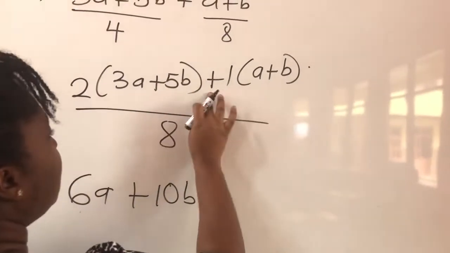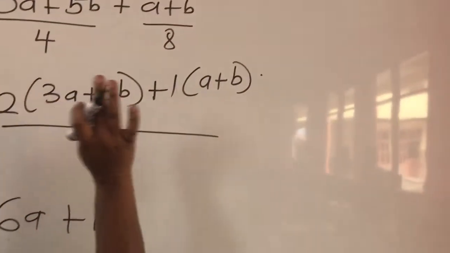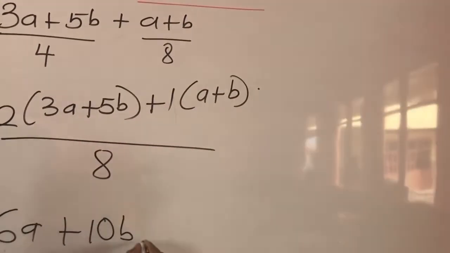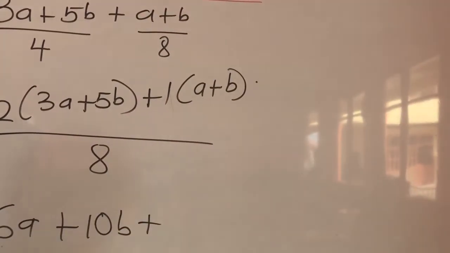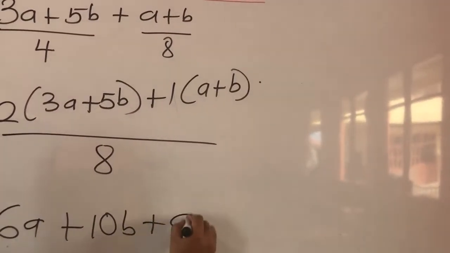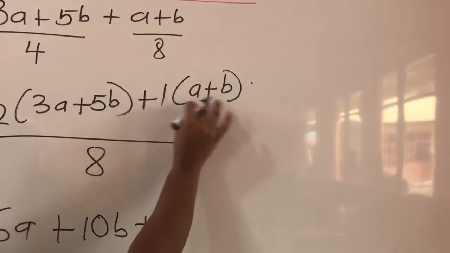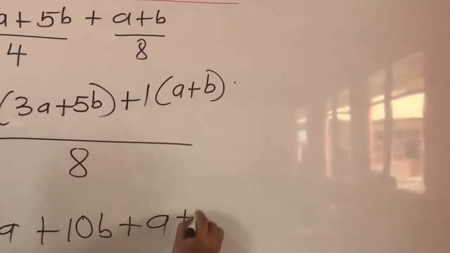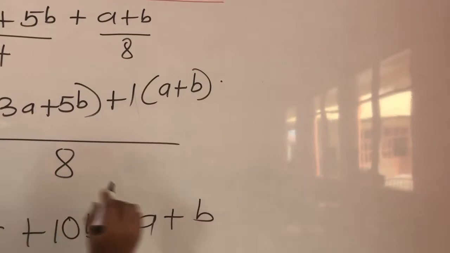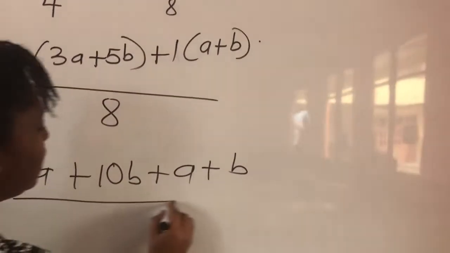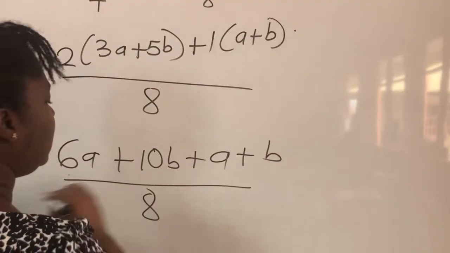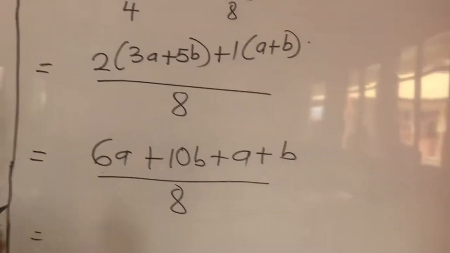Okay, now let's come here. I have a positive 1 here, so I don't have a problem. So I have my positive 1 times my A. Any number times 1 is the same number. So I have my A. And 1 times, what's the operation sign here? Addition. 1 times B is B. All over your 8.